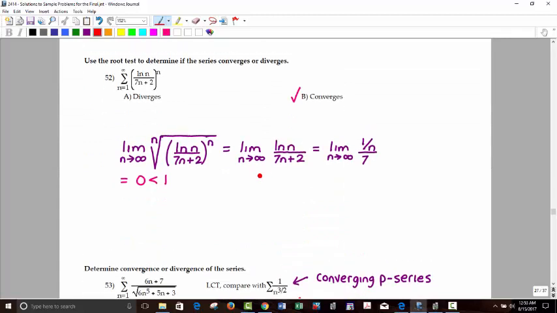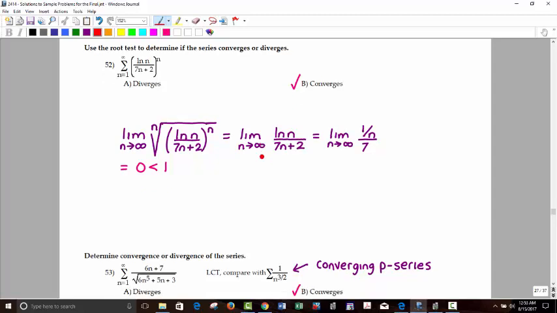Root test. Root test is pretty easy. Just take the nth root of the series. The nth root just kills the n, and then you evaluate the limit. So if the limit of what's left there goes to something less than 1, you have converge. If it's greater than or equal to 1, you have diverge.